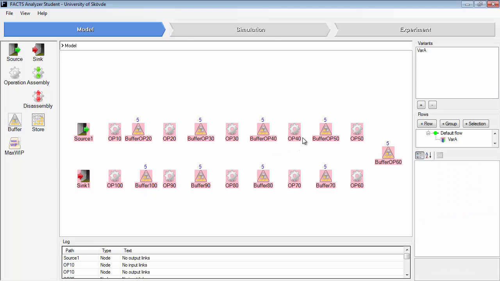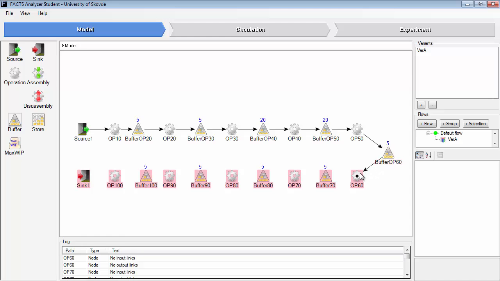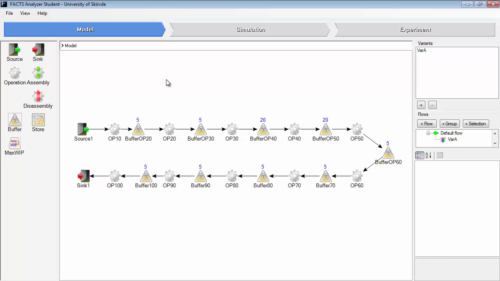I will also set the buffers that handle the bottleneck station, which are these buffers. I will set these capacities to 20 instead. And then connect all the objects. So it will be a single flow of product. It will only be variant A that is produced, and a really simple production system.